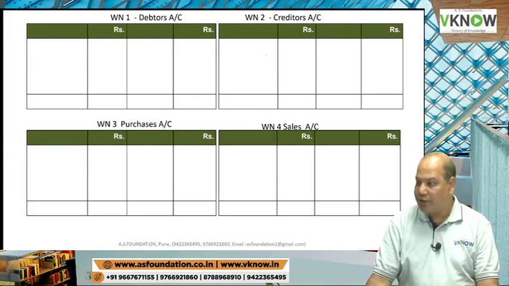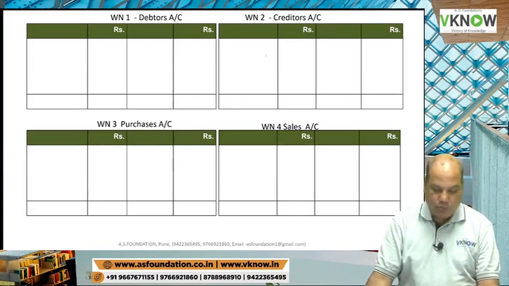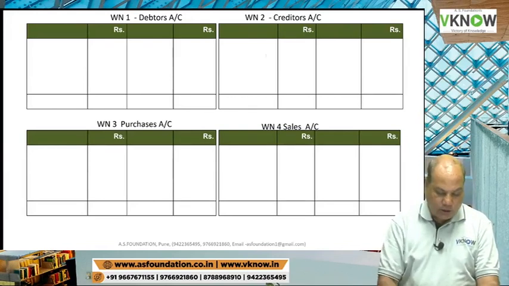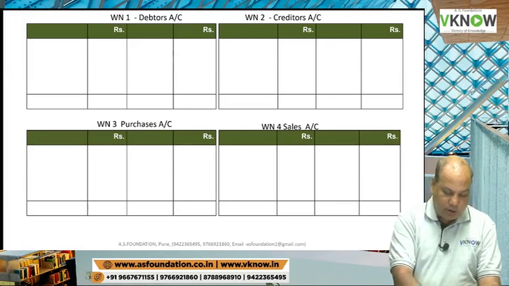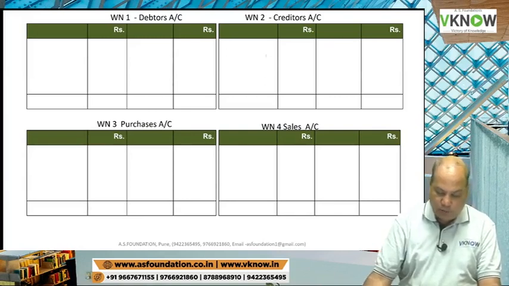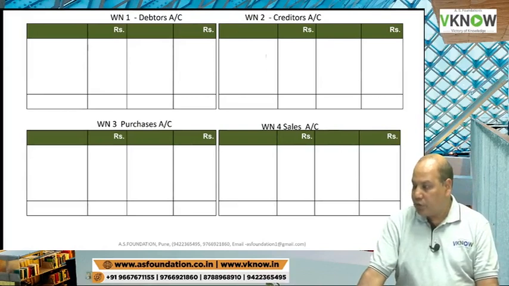Working note 4, sales account, because without drawing the format we can't give double effect properly. So all of you please follow the process. Sales account, 6 7 lines, because the sales figure is also not correct.